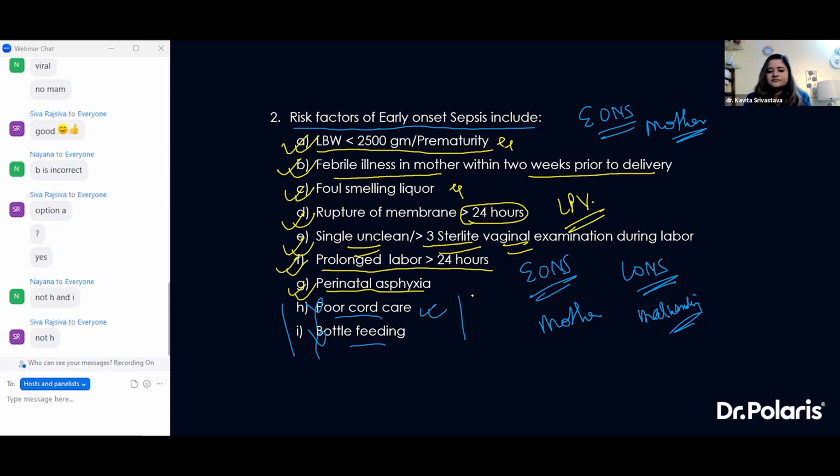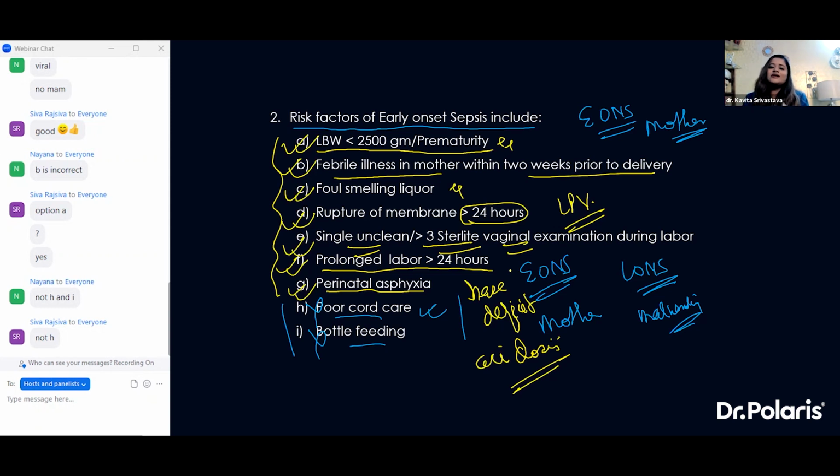The base deficit values of the baby, the acidosis, all of these things, basically the acid-base balance in the body, can get disturbed. And even perinatal asphyxia results in a lot of handling of the baby with instruments, a lot of procedures happening to save the baby. So that can result in onset of sepsis. So these are all important causes which can result in early onset neonatal sepsis.